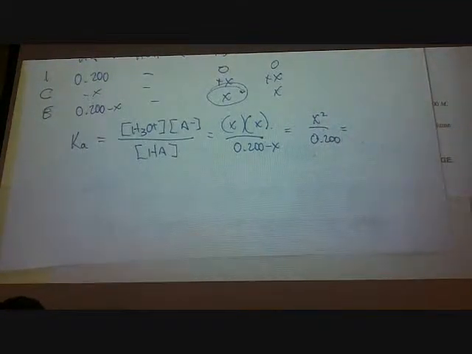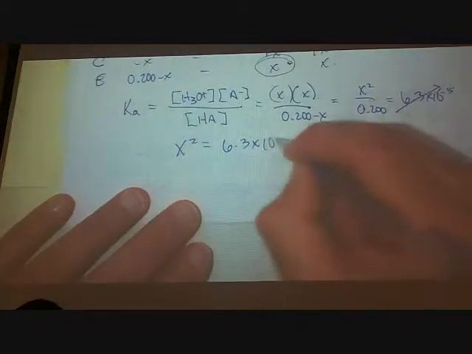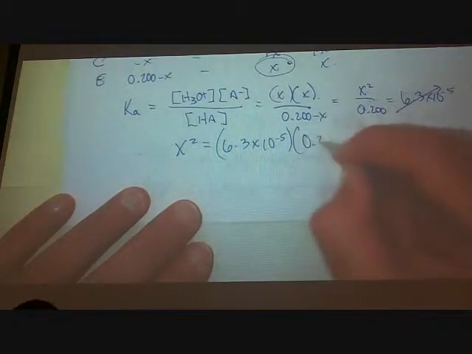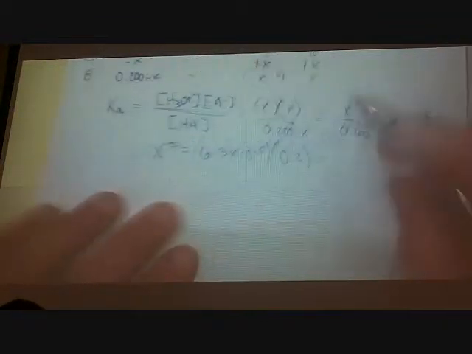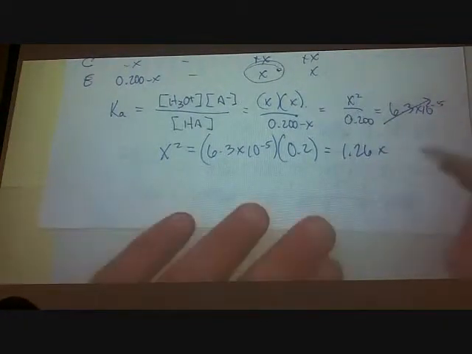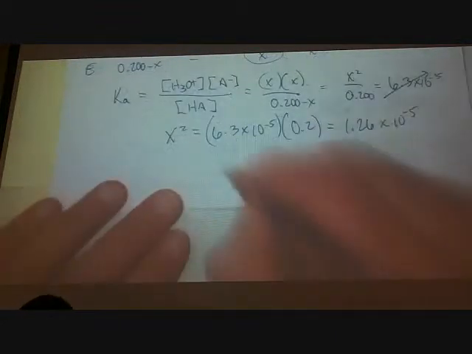And so whatever all that is, anybody get a number? So, and Ka was equal to what? 6.3 times 10 to the negative 5. So X squared equals... So 1.26 times 10 to the, what is that? 5. And then take the square root of that.